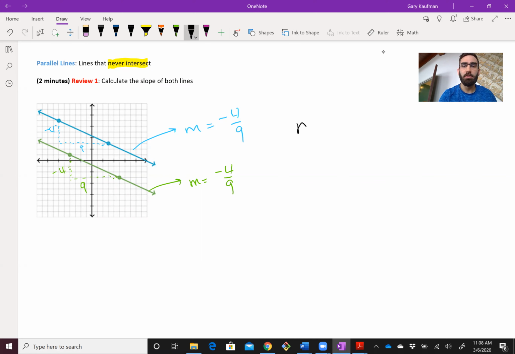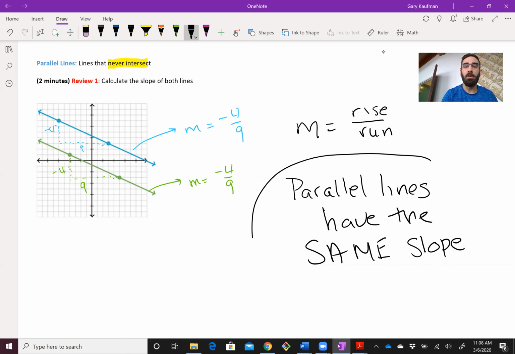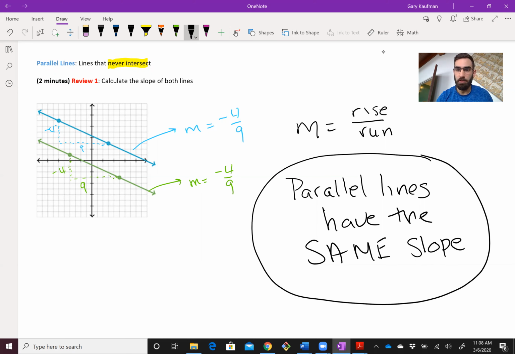Well, again, slope is rise over run. Well, if both of them rise and run at the same speed, they're never going to intersect. So we can conclude that parallel lines have the same slope. So make sure that we add this into our notes. And so, if lines are parallel, they have the same slope.